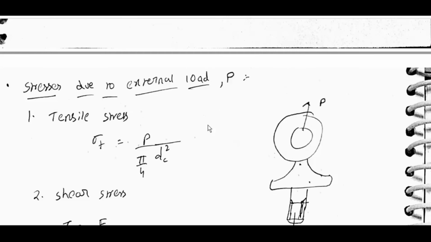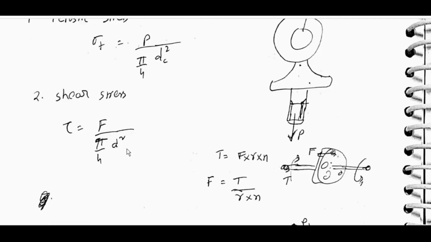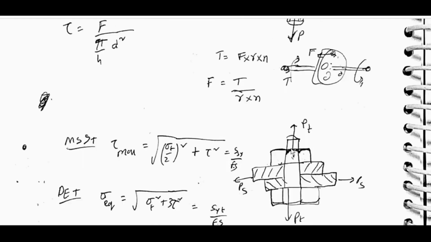Stresses due to external load P. Tensile stress sigma T is equal to P by pi by 4 dc square. Shear stress tau is equal to F by pi by 4 d square. T is equal to F into R into N. F is equal to T by Rn. These are screws, F by Rn.